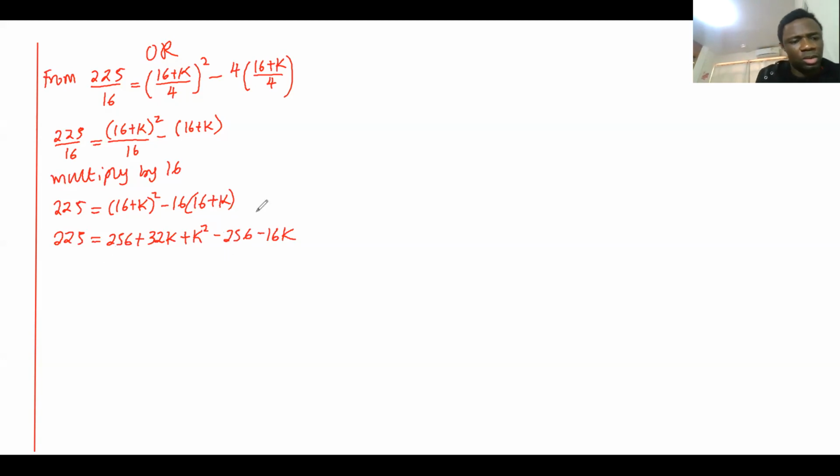Okay, so I'm just going to put the underline so I don't mess things up. So the equation reduces to 225 equals 32 minus 16, which gives 16. So we get k squared plus 16k.